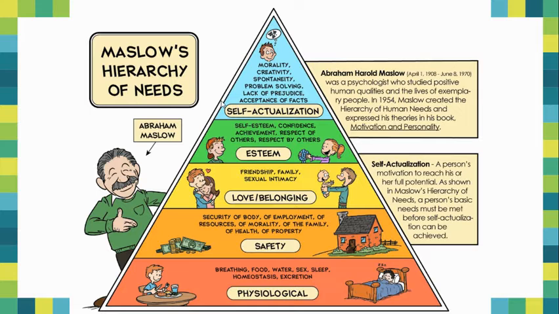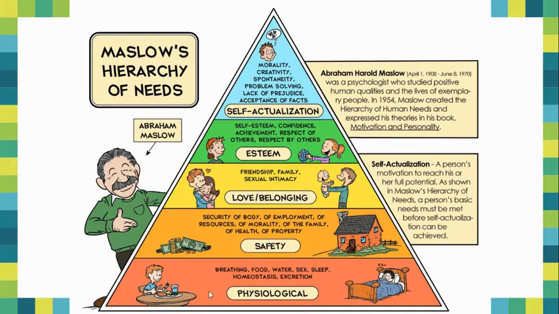So what's living in this top part of the pyramid? Creativity, morality, spontaneity, problem solving, lack of prejudice, acceptance of facts. These are people that are self-actualized, are being their best selves, and they're able to do the things that are here. But he says you can't focus on that kind of thing unless these lower level needs are being met.